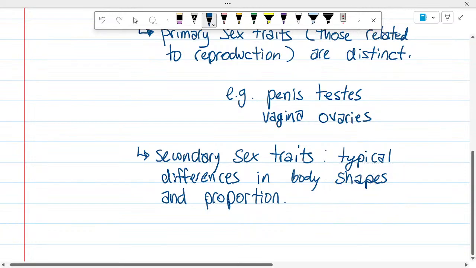Right? Typically broader shoulders for men, typically broader hips for women. Typically greater height for males, typically shorter height for females. Typically lower voice for males, typically higher voice for females. These things aren't directly related to sex, but they seem to be tied to biological sex.